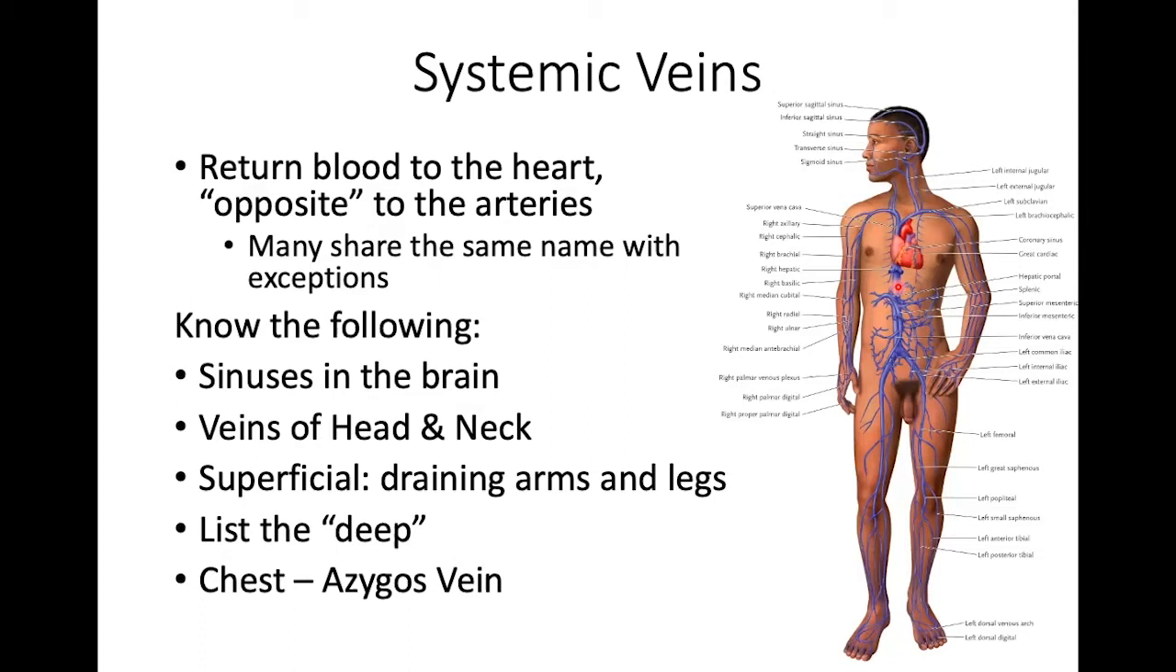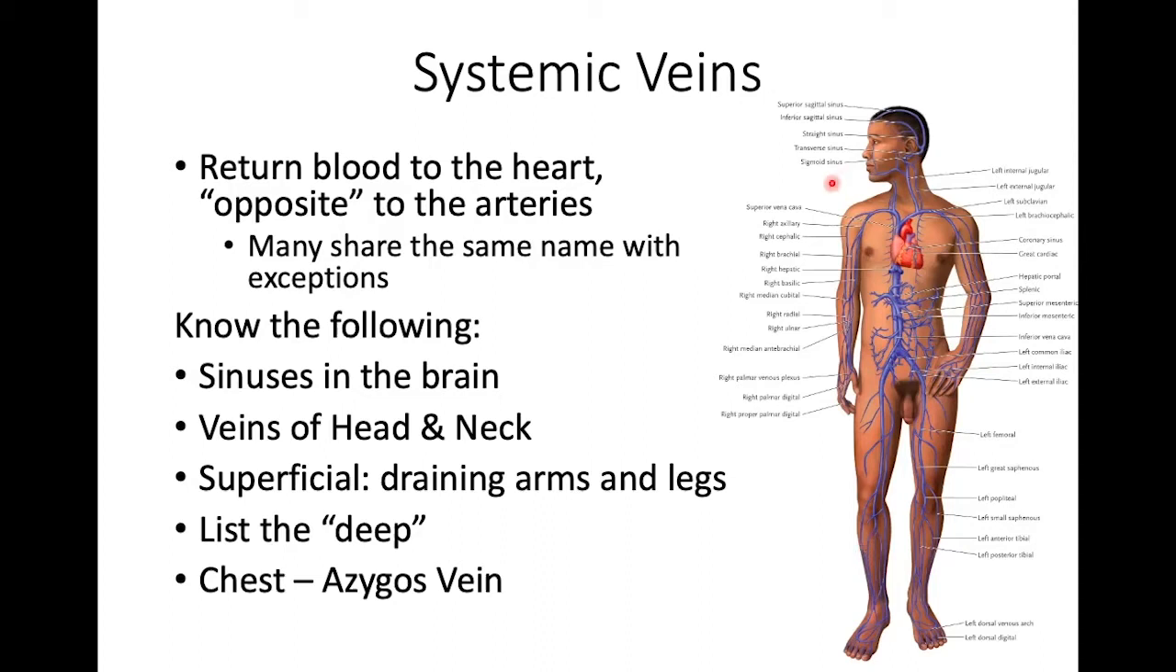Now, one thing that can help you in learning all of the different names is that a number of them share the same name as the artery because they're named based on the region that they're located. We're going to see that there are some new vessel names that we're going to come across today, but primarily in the upper extremity and the lower extremity, many of the veins share those same names as the arteries.